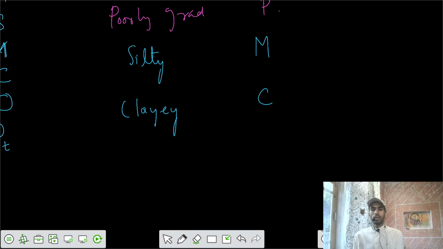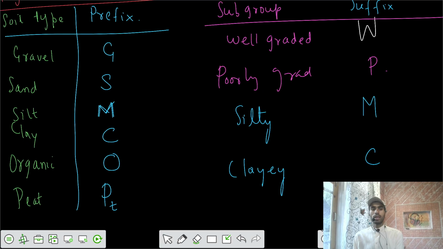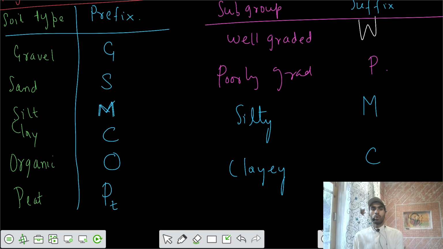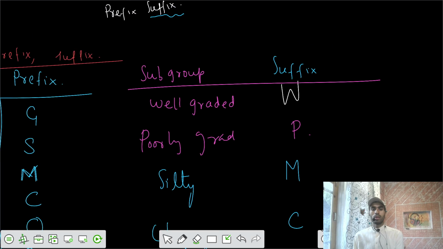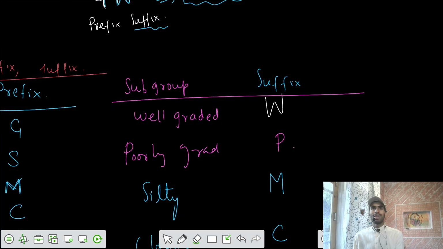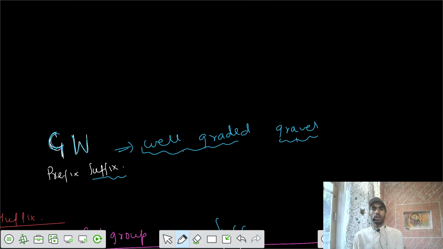This is different from the first one. The first one uses clay as the prefix point of view, and this one is your suffix point of view. That's also denoted by the same letter, so let's see the distinction between the two. Let's say that your prefix is G and your suffix is C.